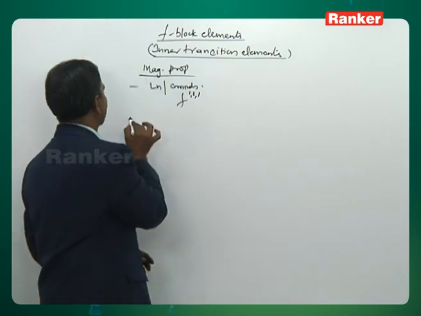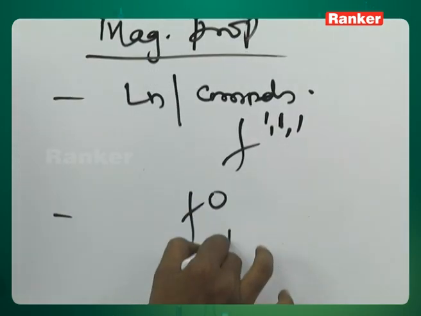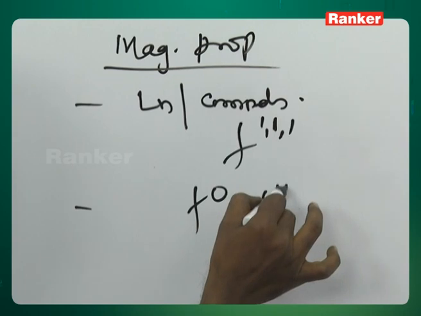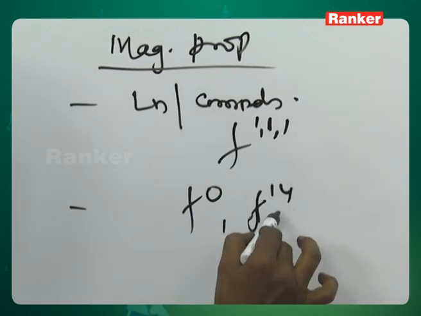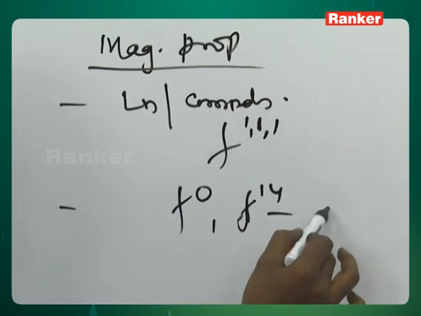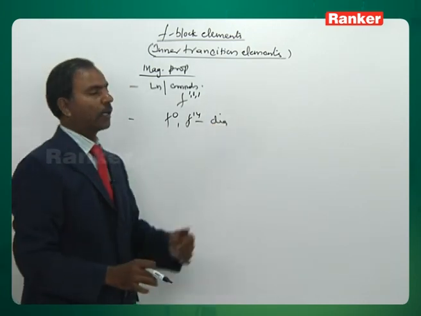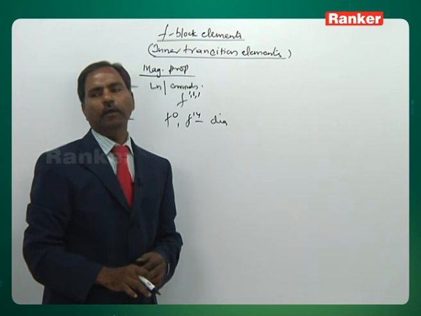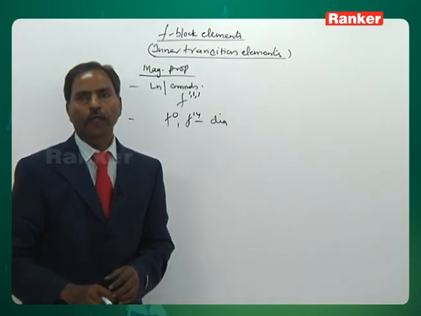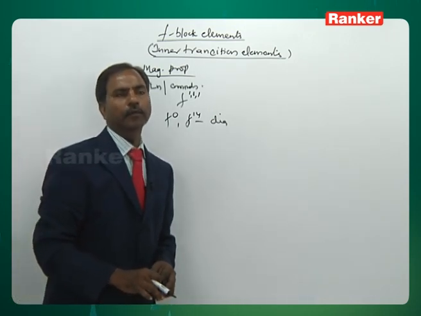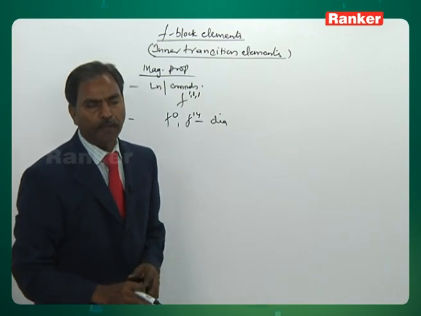Next, if you consider f0 configuration or f14 configuration, these two configurations are diamagnetic. Why? f0 has no unpaired electron, f14 has no unpaired electron. Therefore, f0 and f14 electronic configurations are found to be diamagnetic.